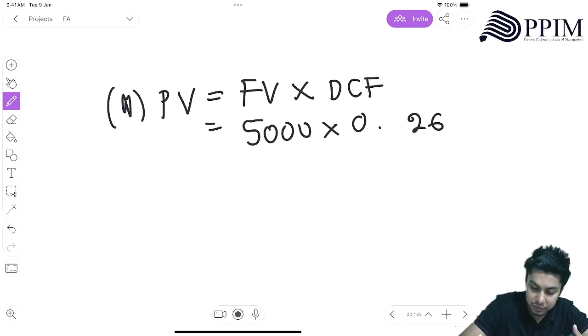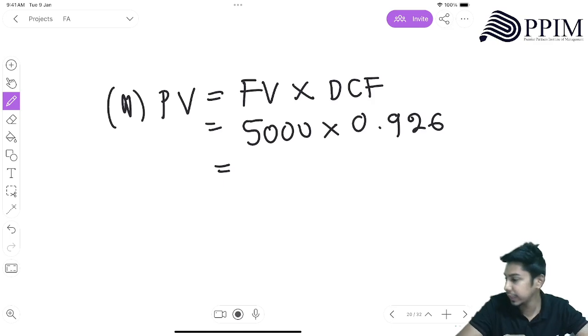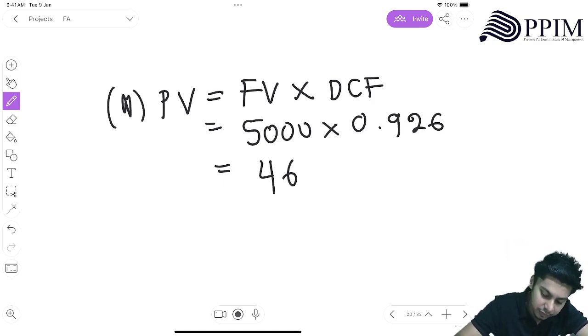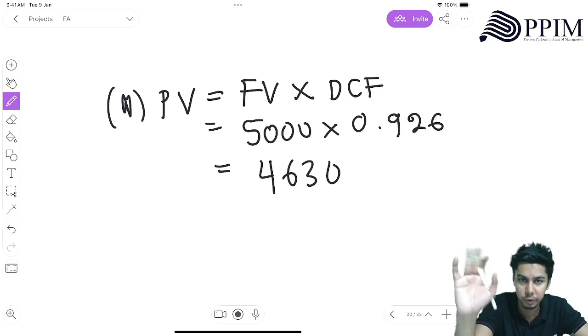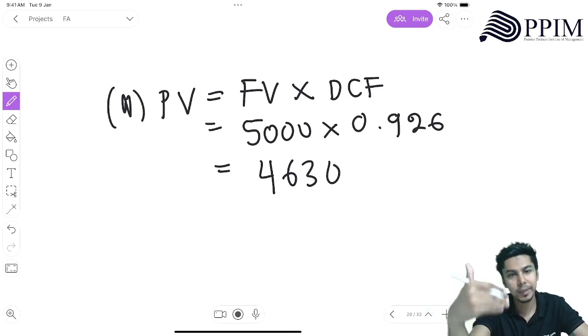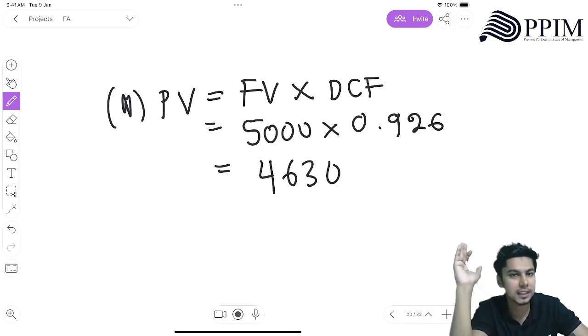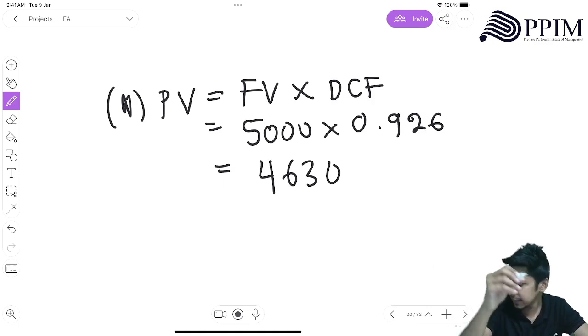0.926. Now, guys, first multiply this and see what answer we are getting in that case. 4,630. Good. Guys, listen. Present value will not affect the profit. You know why? Present value, we normally take it to SOFP. So it doesn't affect the profit. Right. Now, guys, step 2.